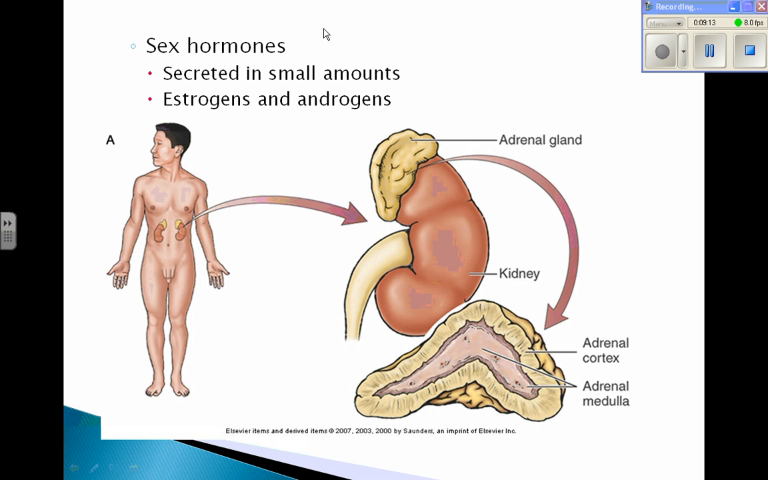Now the sex hormones. These are secreted in small amounts. Estrogens and androgens. Estrogens are female, androgens are male.